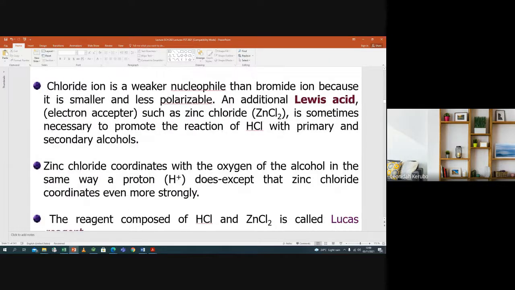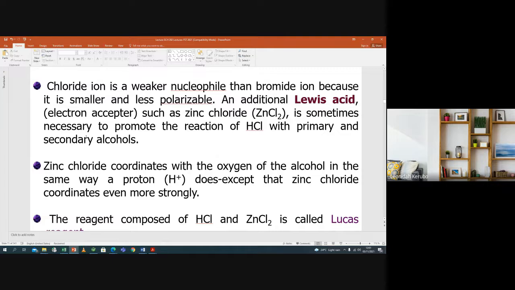Chloride ion is a weaker nucleophile as compared to the bromide ion, as we saw in the reaction between alcohols and hydrobromic acid. So when you compare the chloride in hydrochloric acid and the bromide in hydrobromic acid, the chloride ion is a weaker nucleophile because it's smaller and less polarizable. We will discuss what polarizability means in later lectures.